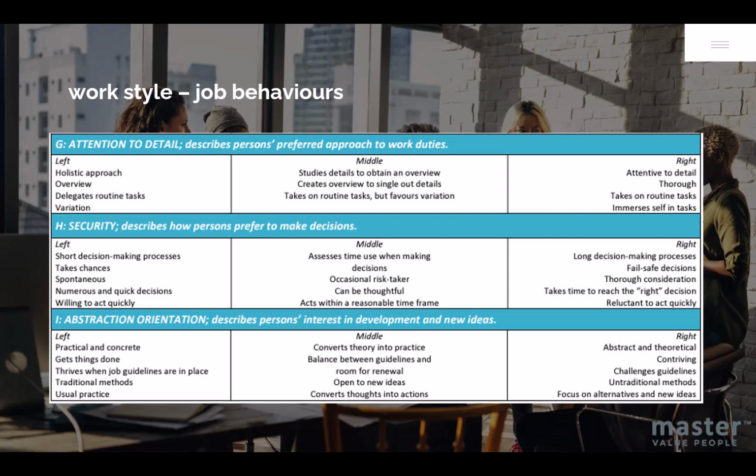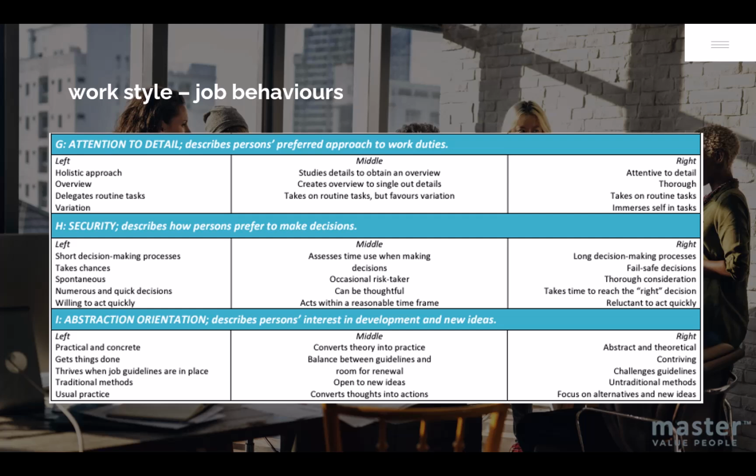Next is security, which describes how people prefer to make decisions. A person on the left-hand side doesn't necessarily need to feel very secure. They have a short decision-making process, take chances, and are spontaneous. They make numerous and quick decisions and move to action promptly. The idea is, I make a decision now, and if it's wrong, I'll make another decision. You could say they shoot from the hip, and the quality of that decision is uncertain.